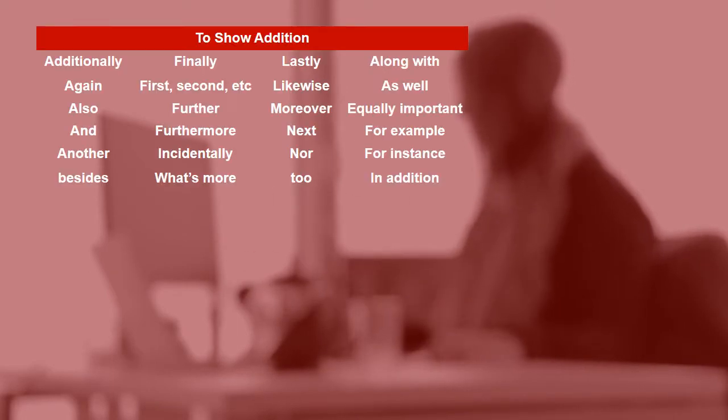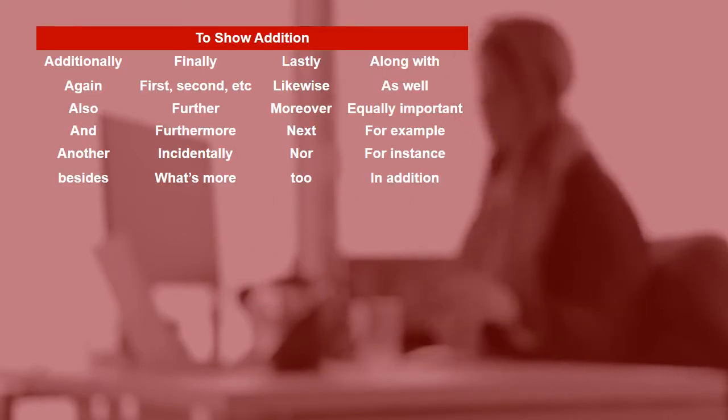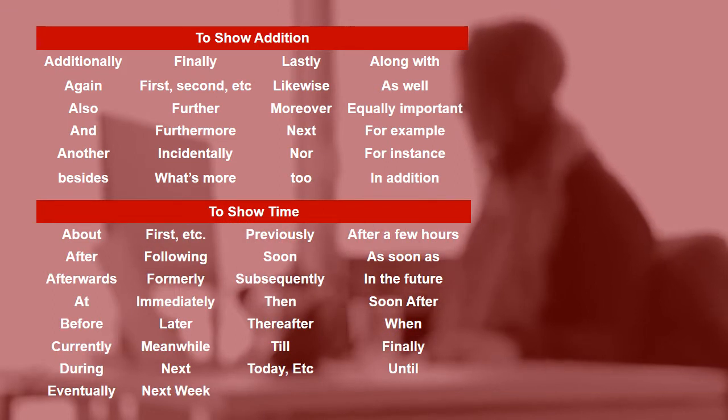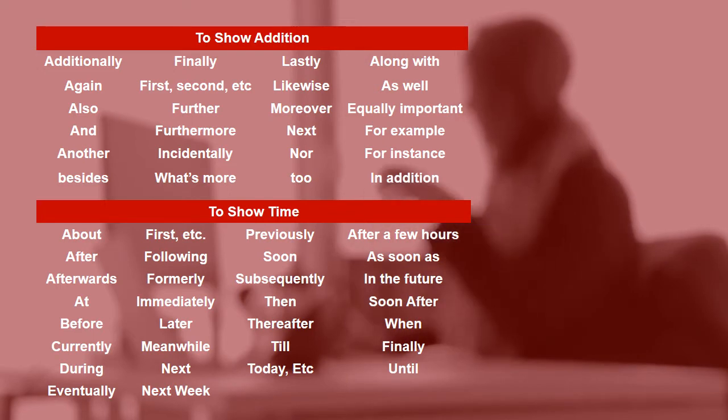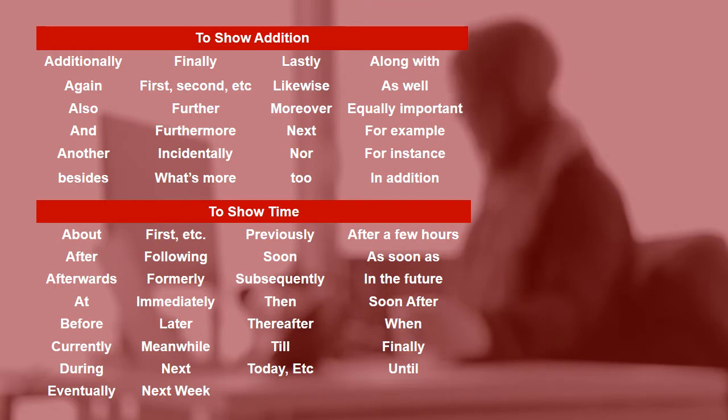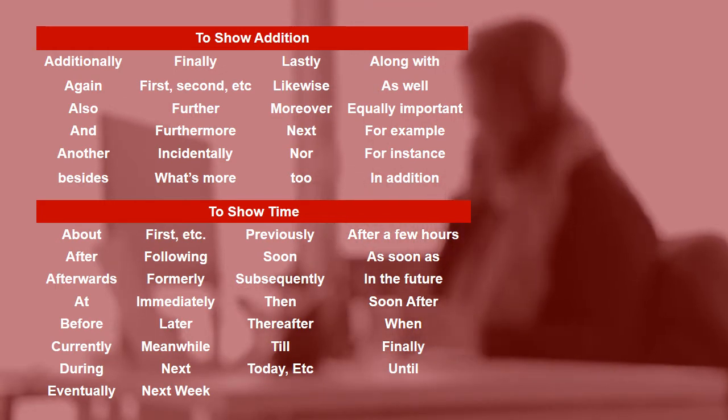Some words are used to add ideas or things in a paragraph or between paragraphs. Words such as additionally, again, also, and, moreover, for instance, in addition, are all used to show addition of ideas or things in a paragraph. The next list is used to show time, or as I like to call it, time markers. This shows when things happen, or is happening, or will happen. The words such as about, after, immediately, subsequently, finally, until are all used to show the time.